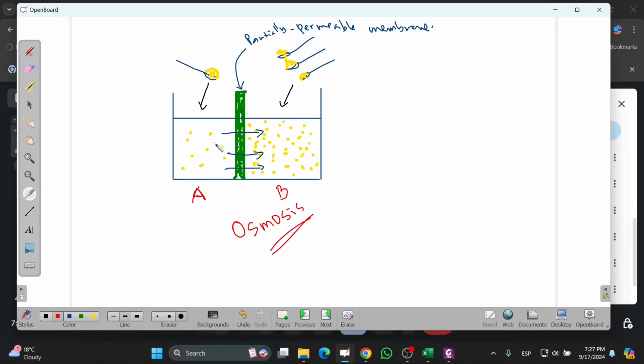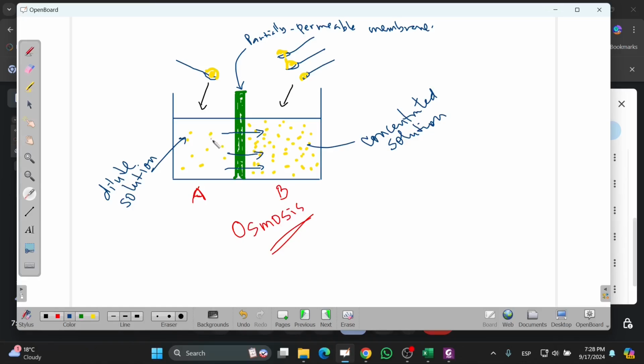So osmosis is the movement of water molecules from where there is a higher water concentration. You can also say from where it is a dilute solution. So this is a dilute solution, right? And this one is a concentrated solution. So water will always move from dilute into more concentrated. And here we are talking about solute concentration, not water concentration, right?